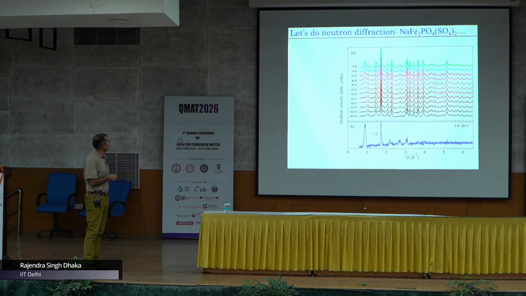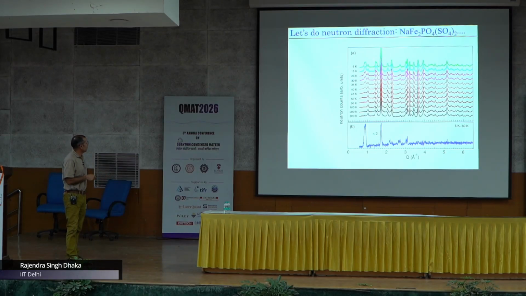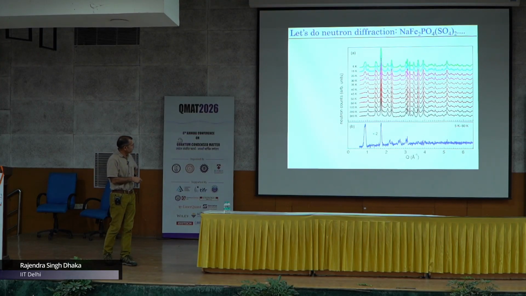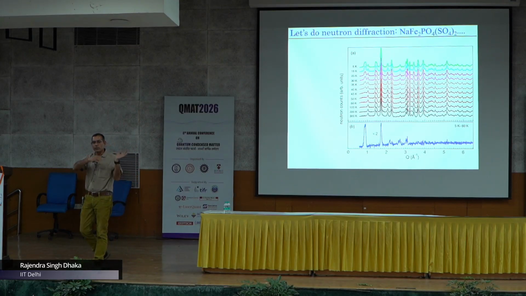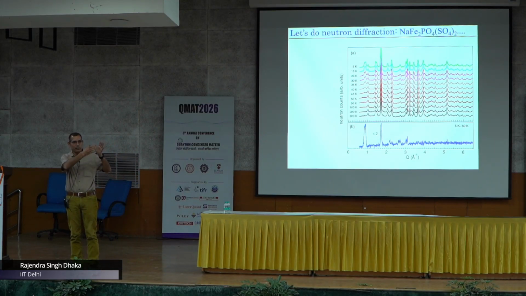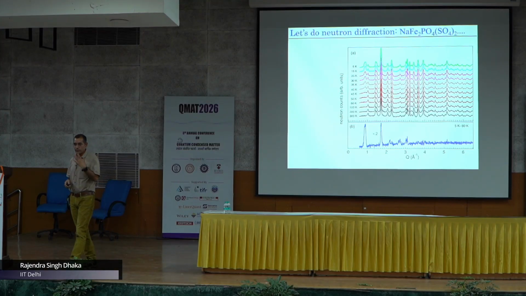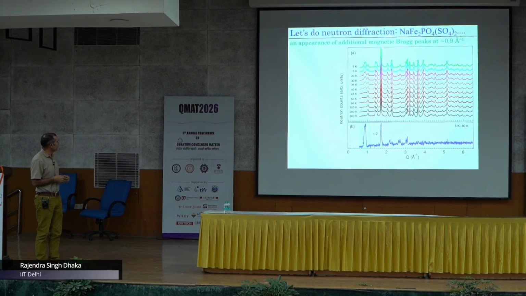So, what we did is the neutron diffraction at BARC Dhruva reactor as a function of temperature. So, you can see from room temperature to 5 Kelvin, and what we found out is that if you look at the lower panel where we subtracted the data, 5 Kelvin minus 60 Kelvin, 60 Kelvin of course from the magnetization we saw that the transition is happening at 50 Kelvin. So, 60 Kelvin is above that transition, and what you can see is that there are some extra peaks which are the indication of the antiferromagnetic ordering present in the sample.